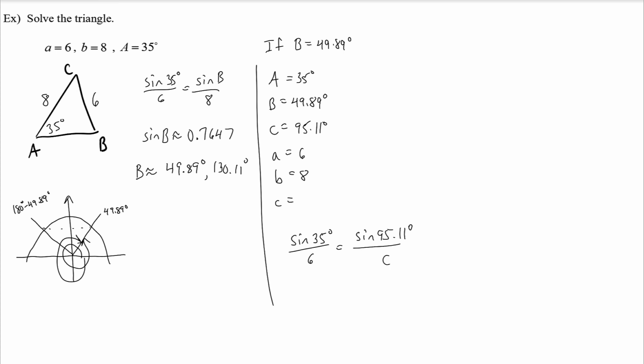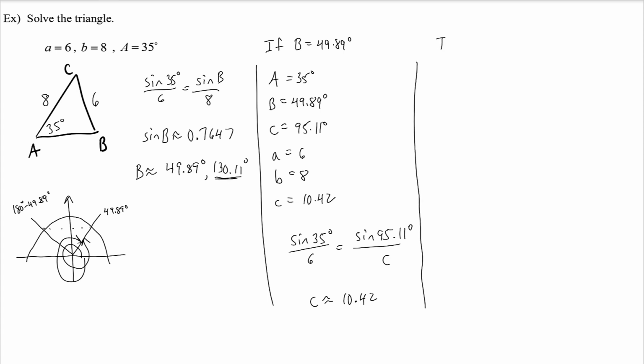Cross multiply, we're going to get side C is about 10.42 units of length. Okay, so we're good. All of that makes sense for a triangle. Those are plausible angles, and those sides make sense. But we had this other angle that we have to consider.